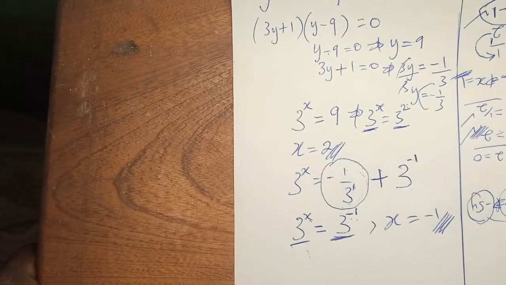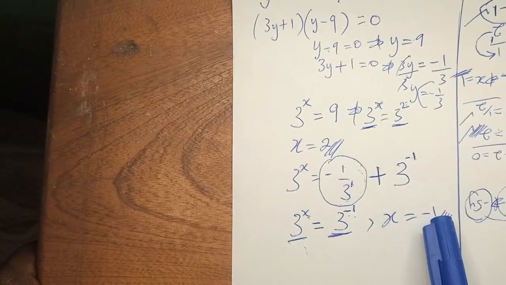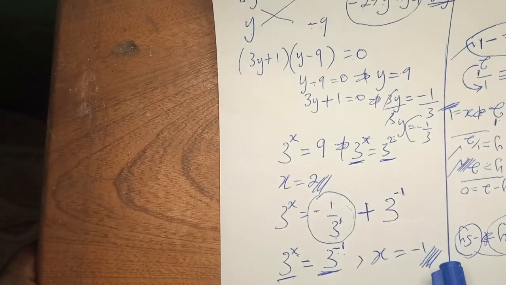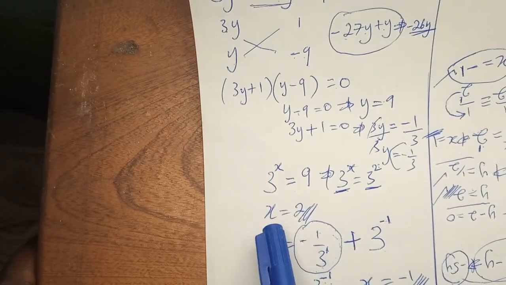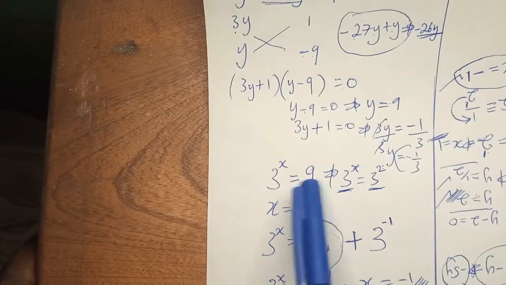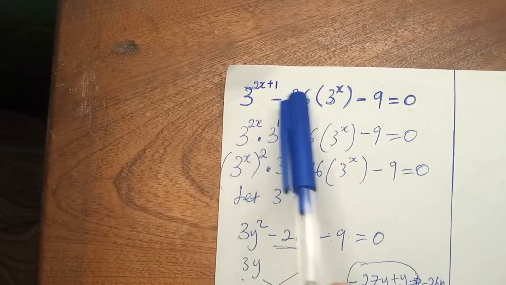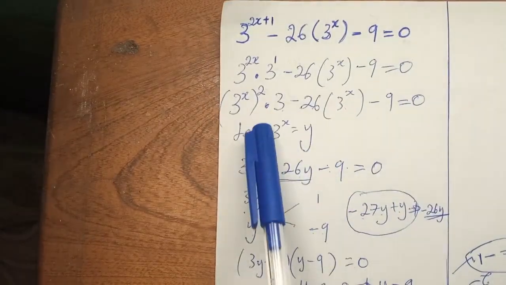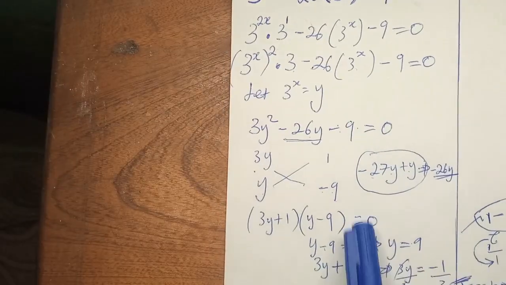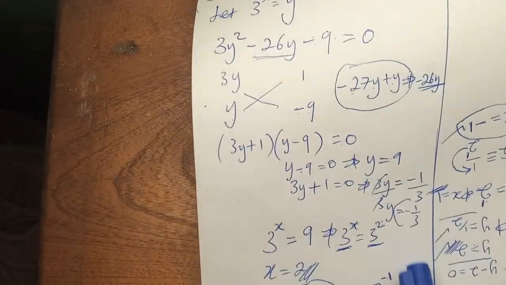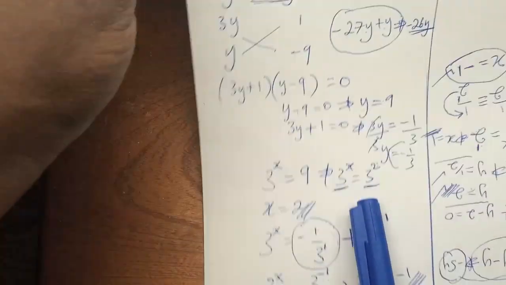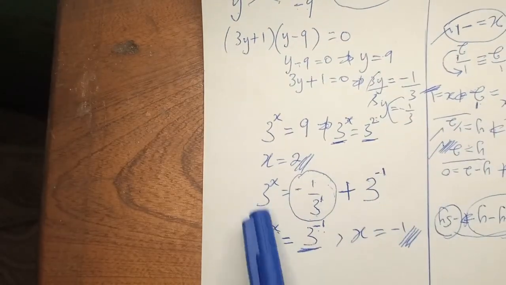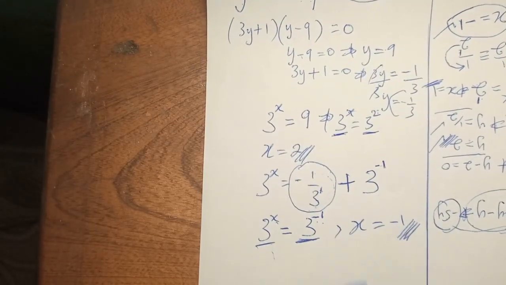So the two values of x are x equal to minus 1 and x equal to 2. Those are the values of x, as you can see in this expression, where they were asking us to find the value of x. We had to substitute y in some area and put it in a simple form to factorize. Then we now have the final values of x, which are 2 and minus 1.